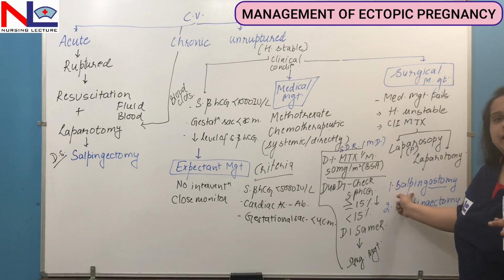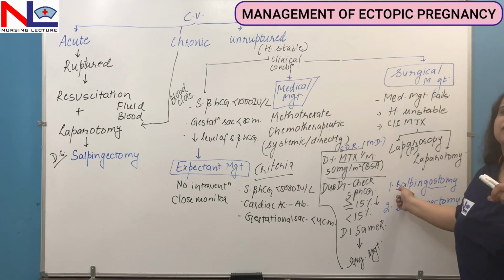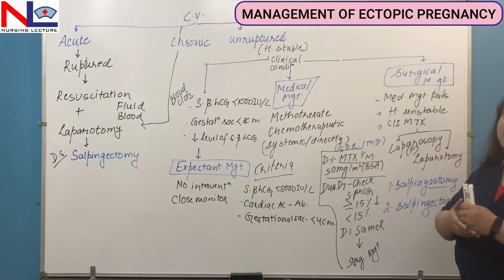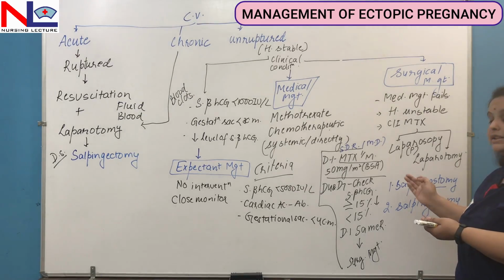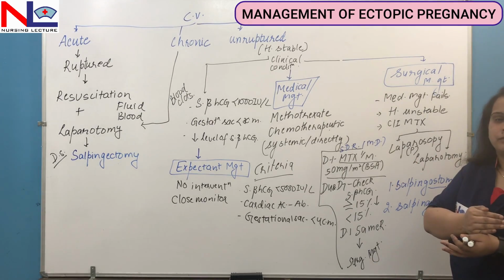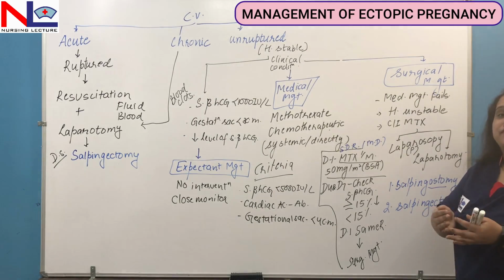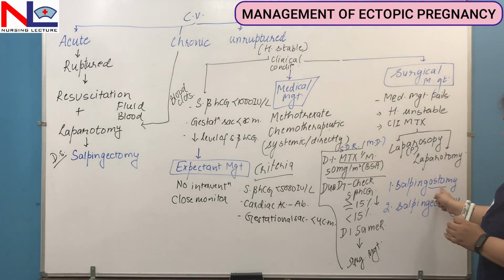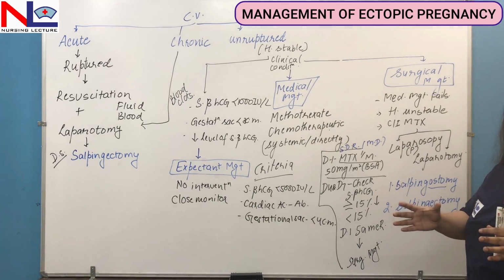Previously, salpingostomy could be done where the same procedure is performed, but the incision is sutured with a delayed absorbable suture material. It was researched that it does not have that much benefit over salpingostomy, so this is not commonly performed nowadays. So the most commonly preferred technique is salpingostomy, where the incision is made and it is left open.